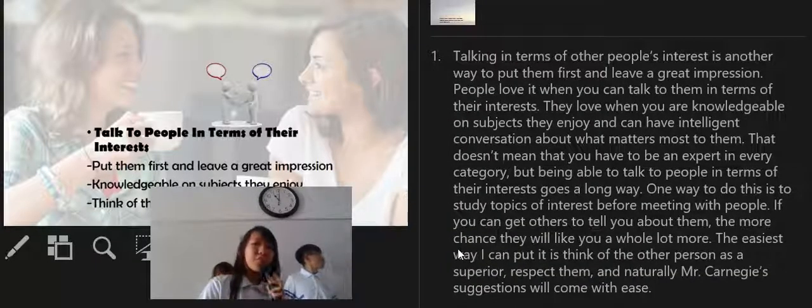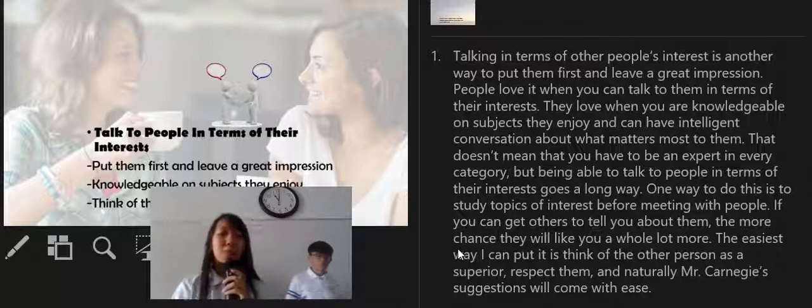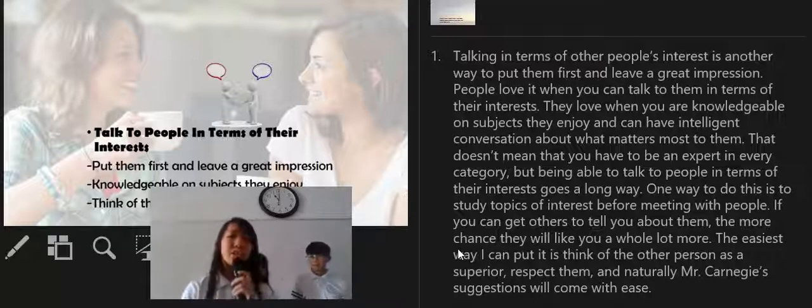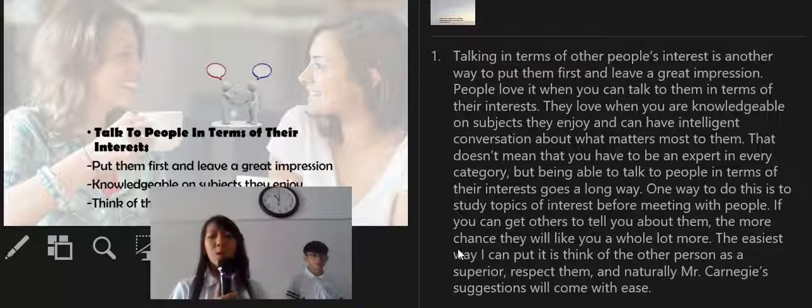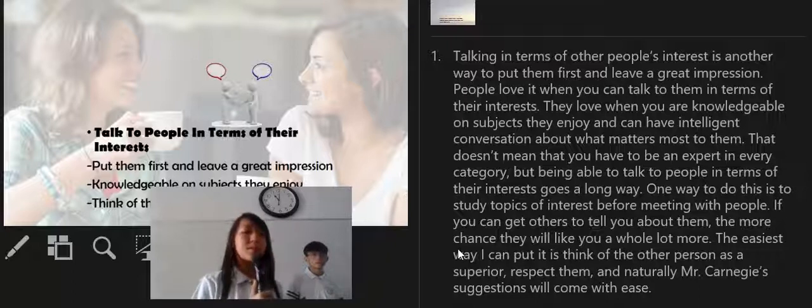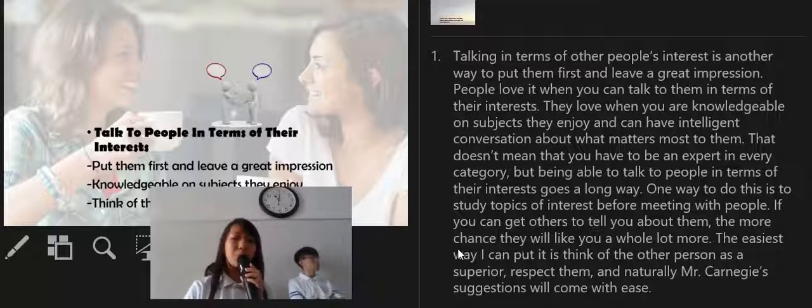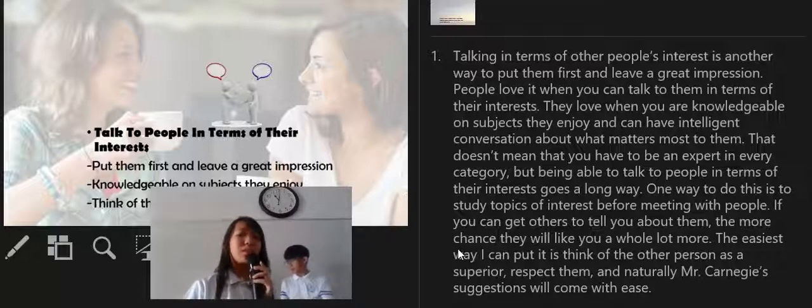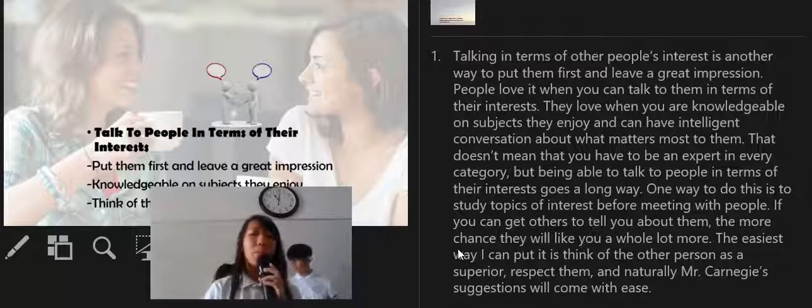Talking in terms of other people's interest is another way to put them first and leave a great impression. People love it when you talk to them in terms of their interests. They love when you are knowledgeable on subjects they enjoy and can have intelligent conversation about what matters most to them. That doesn't mean that you have to be an expert in every category, but being able to talk to people in terms of their interests goes a long way.